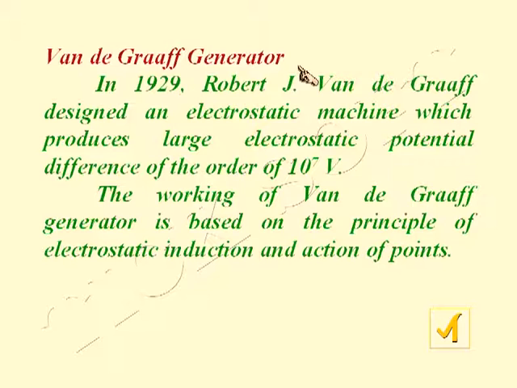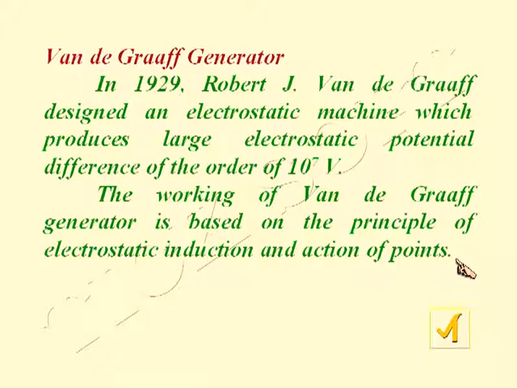Van de Graaff Generator. This is a very important electrostatic machine and also very important from the examination point of view. It was first constructed by Van de Graaff in 1929. It is an electrostatic machine which can produce a large electrostatic potential difference of the order of 10 power 7 volt. The working of the Van de Graaff generator is based on the principle of electrostatic induction and action of points.